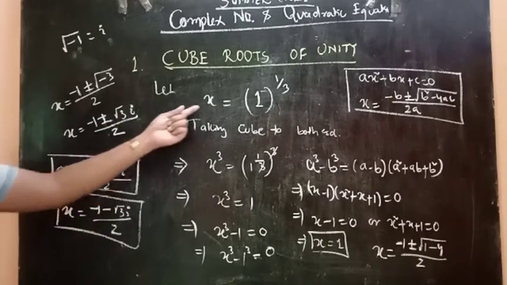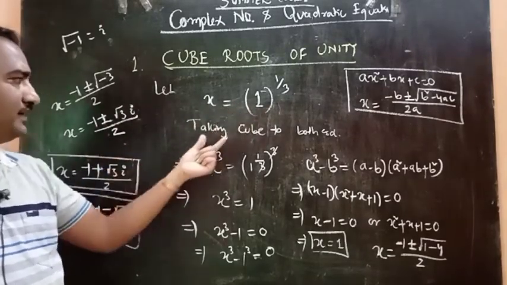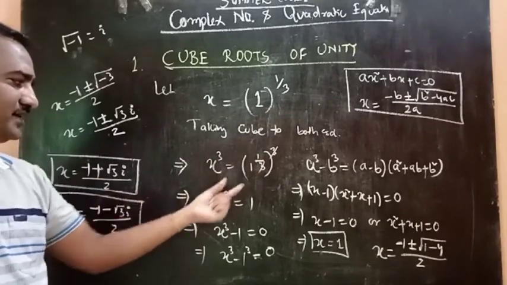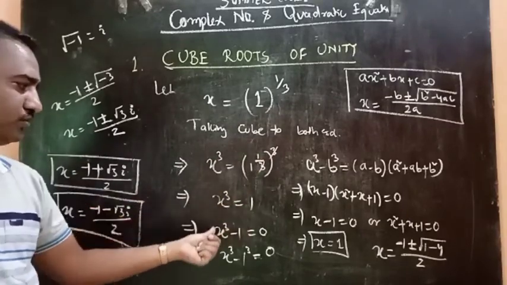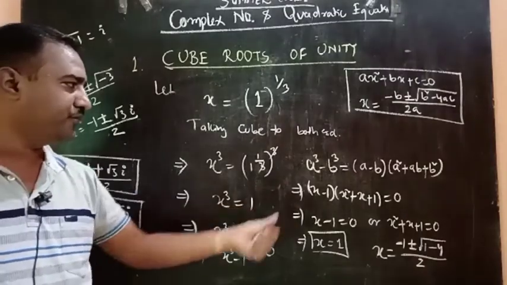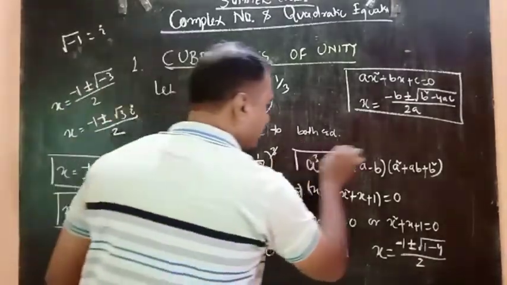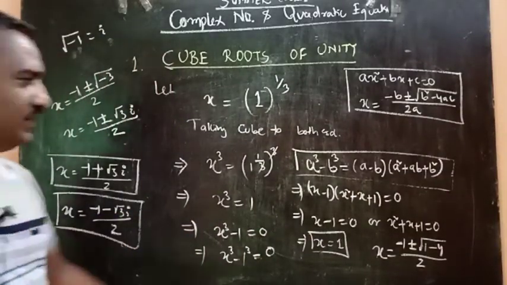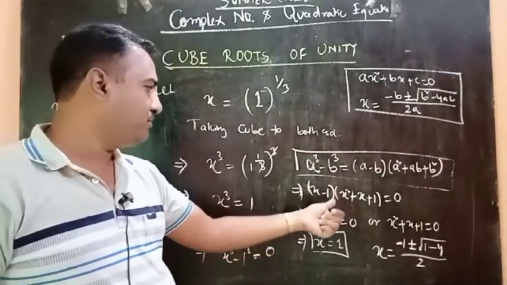So I will take x is equal to 1 to the power 1 by 3. Then taking cube on both sides, x cube is equal to 1 to the power 1 by 3 times 3, the 3 cancelling out. x cube is equal to 1. I take 1 to the left hand side, then apply the formula a cube minus b cube, which is (a minus b)(a square plus ab plus b square). In place of a, x is there, in place of b, 1 is there. I apply this.